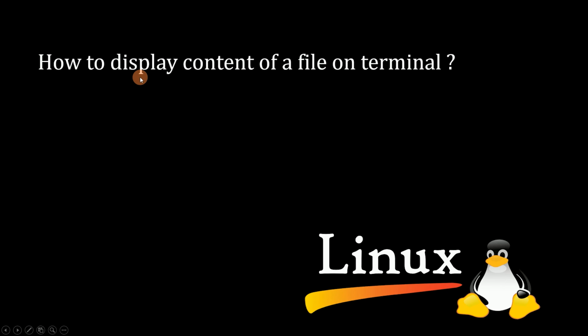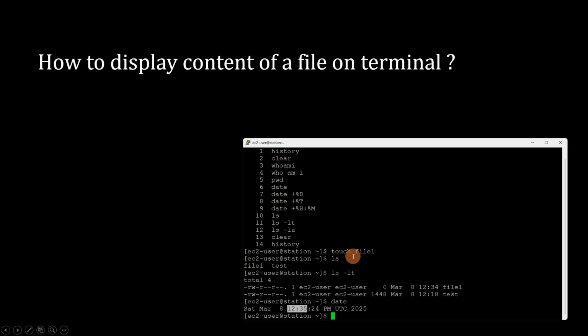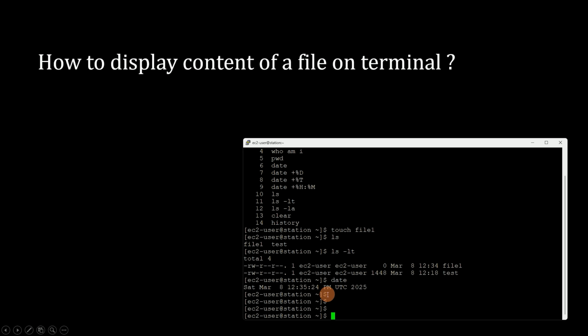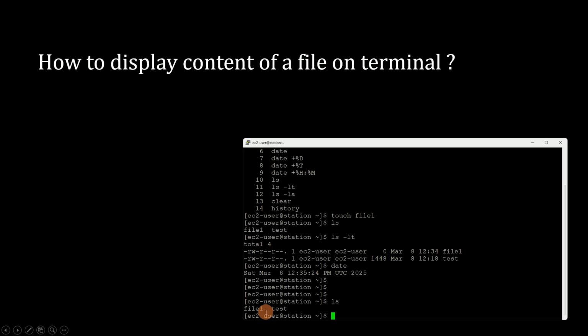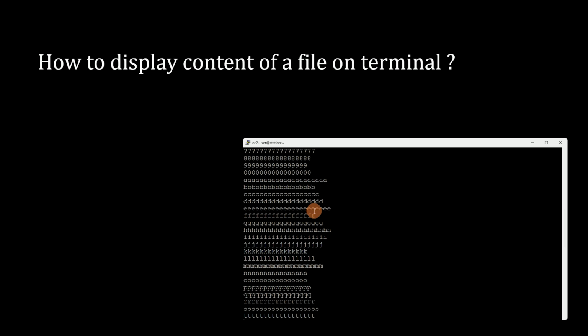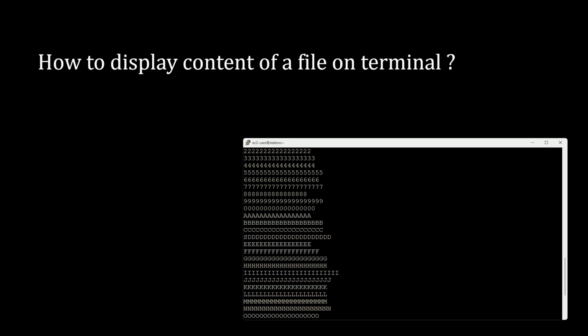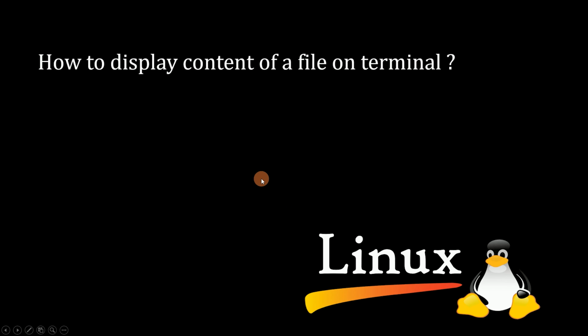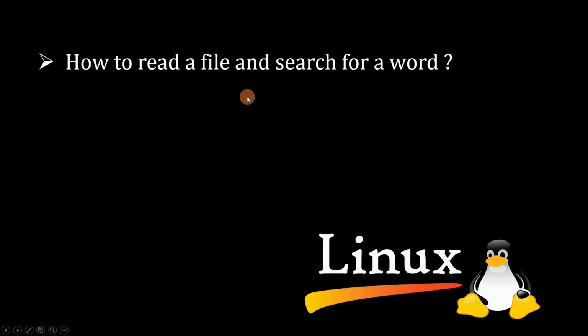Let's move towards the next question. How to display the content of a file on the terminal? Let's see. We have two files. Here you can see testfile and file1, but file1 we have just created. There is no content in it. So we will use testfile. You can see here's the content of testfile. So you can see all the content of this file, right? So the command to display the content that we have just shown is cat and then the file name. That's it.